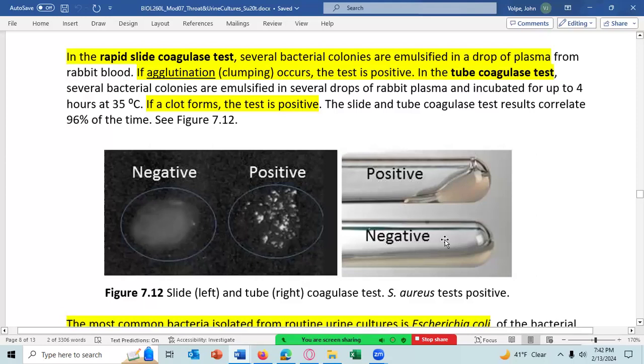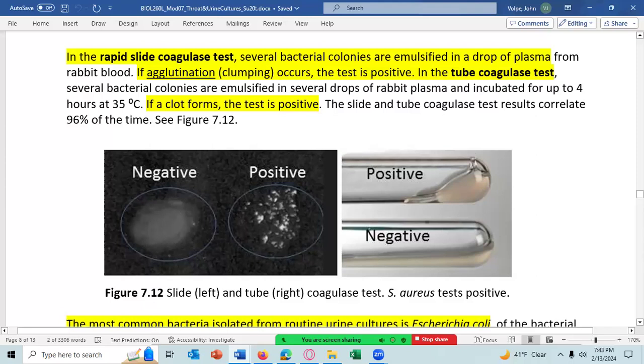For the slide test, meaning we have the tube test and the slide test, you can put the plasma and the bacteria together, and if the bacteria are coagulase positive, they'll cause the plasma to form clots, which will form the dots and the clumping shown here. And if the bacteria are coagulase negative, the plasma will remain a liquid and will be this milky, smooth color. Any question about that?